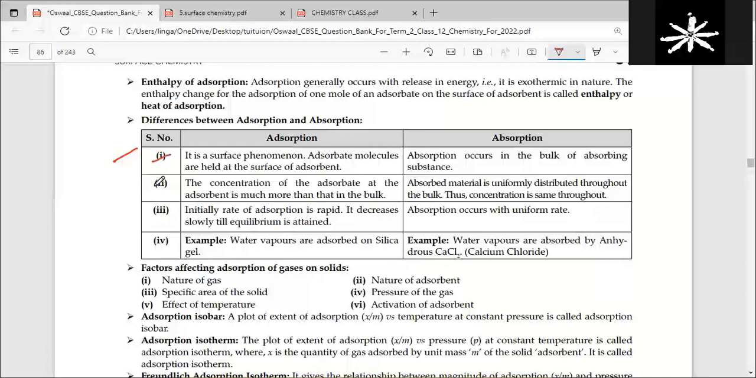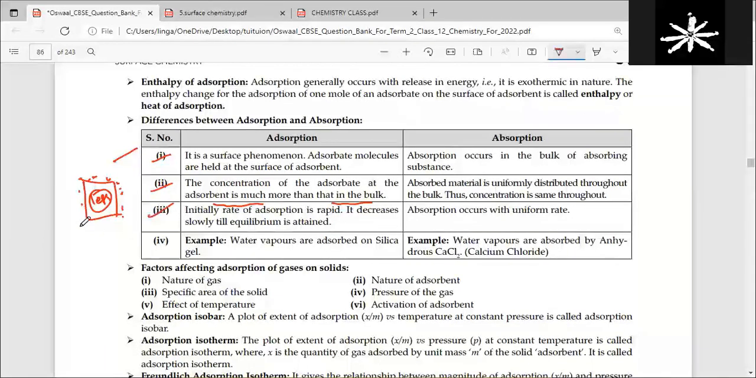So the first point is clear. Second point, the concentration of the adsorbate at the adsorbent is much more than in the bulk. That means in adsorption, on the surface, adsorbate is more, inside is less. Second point clear? Yes, sir.